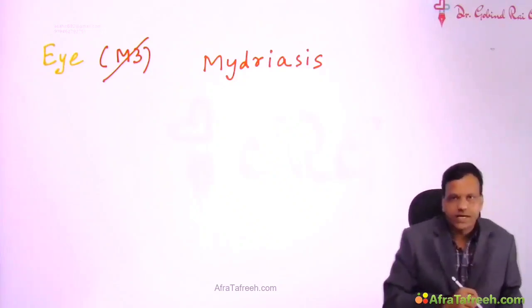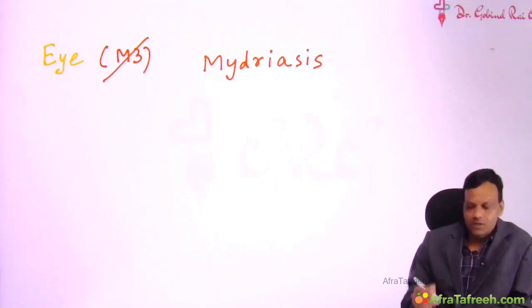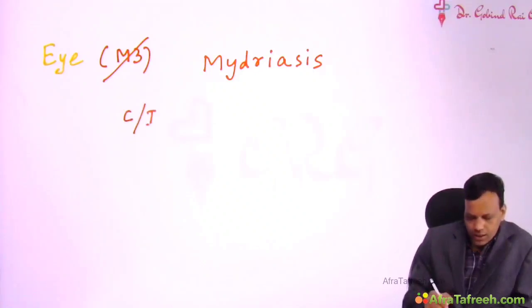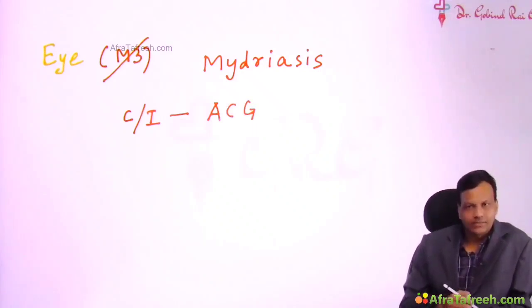We discussed that for treatment of angle closure glaucoma, miosis is required. So if a drug causes mydriasis, it is opposite to that. That means they will precipitate glaucoma. So anticholinergic drugs are contraindicated in angle closure glaucoma because they may precipitate the acute attack.